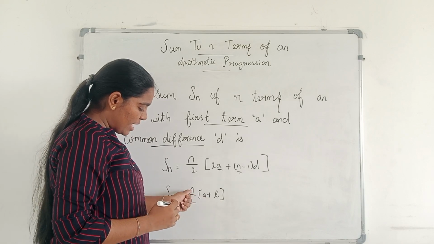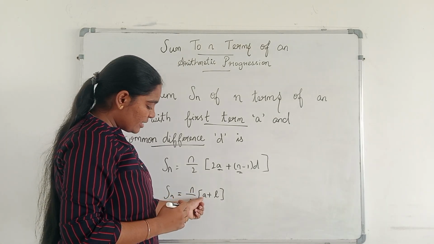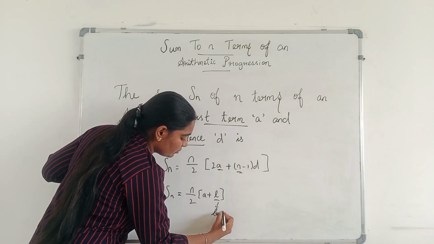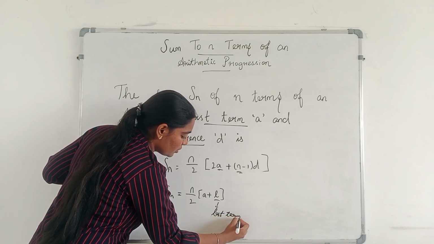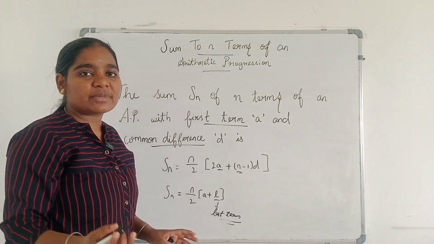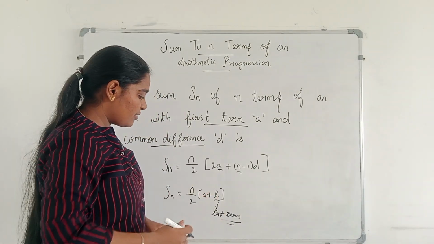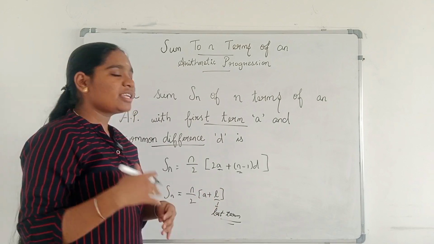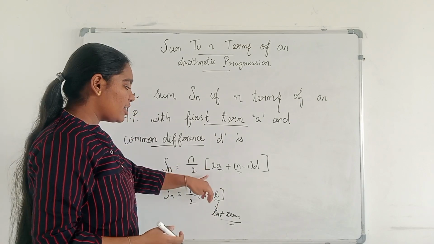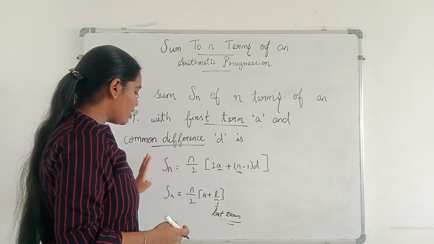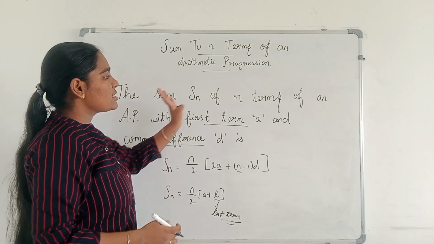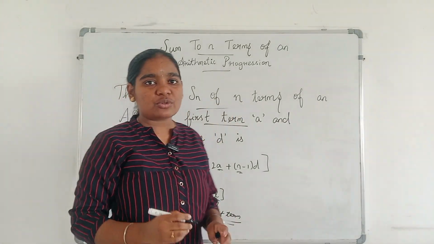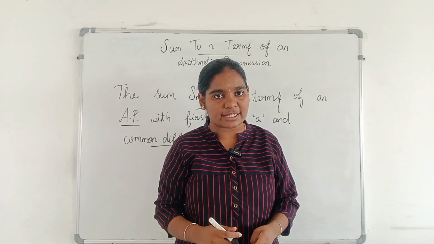In the same way, n denotes the number of terms, a denotes the first term and this l denotes the last term. So, whenever the last term is given in your arithmetic progression, you can apply this formula. Whenever there is no last term given, then you can apply the other formula. By using these formulas, you can find the sum of n terms of an arithmetic progression. Now, we can do some problems related to this concept.